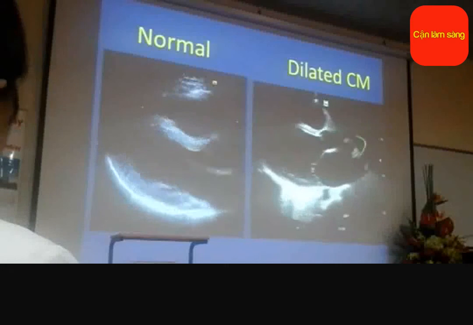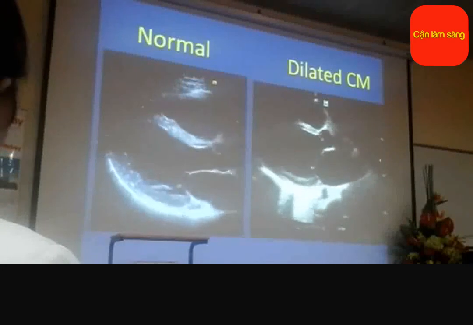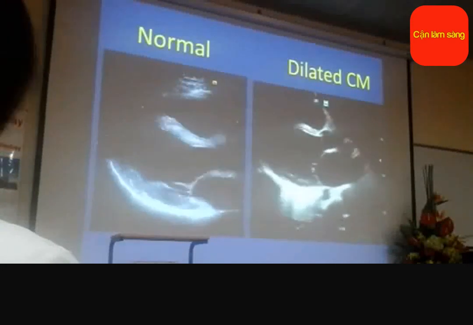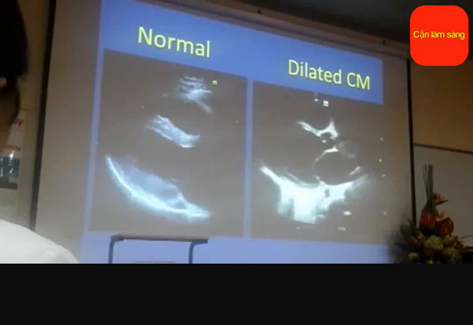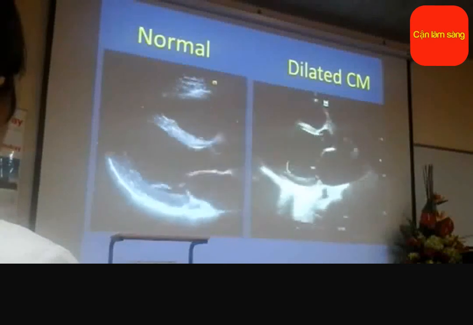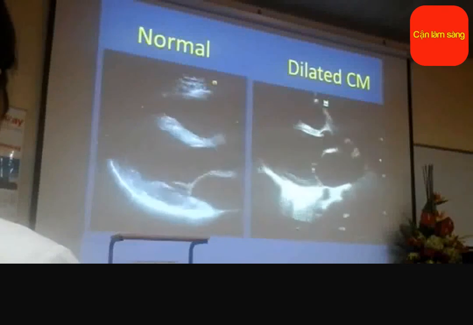As you can imagine, this patient is probably very short of breath. So no pericardial effusion, but a bad left ventricle.